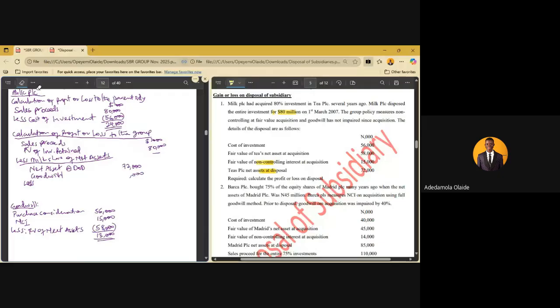Is this pen that is affecting me? I might have to cancel the class because what this pen is doing, I cannot use it to solve proper questions. Unless, what's it called? NCI share of net assets. So what will be the NCI share of net assets? NCI will have what on that day?